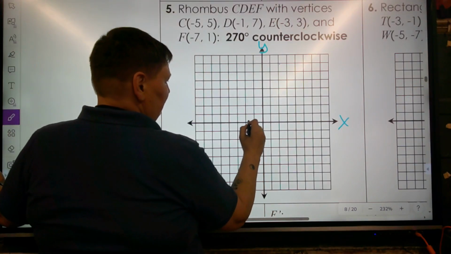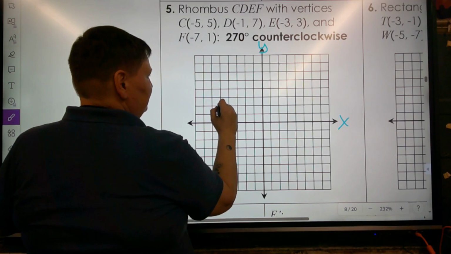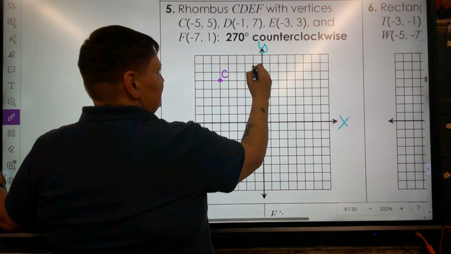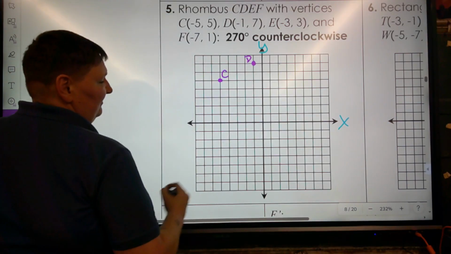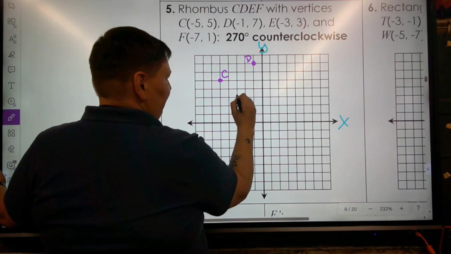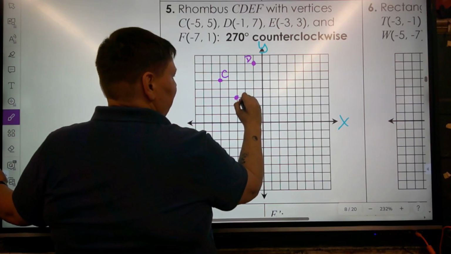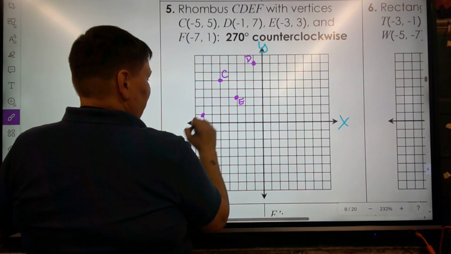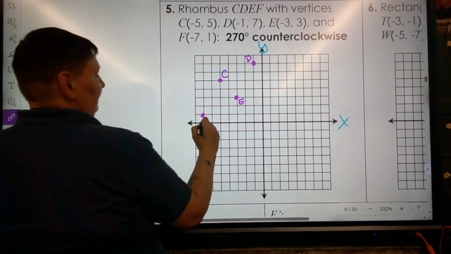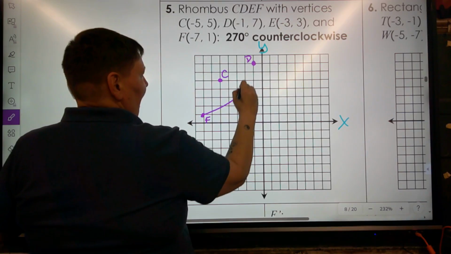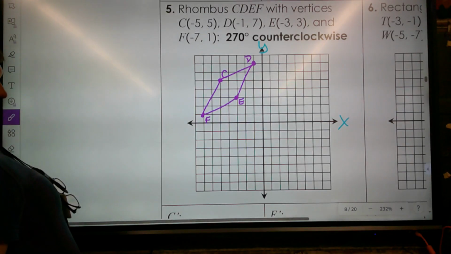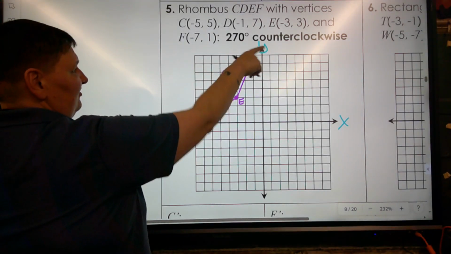C is -5, 5. 1, 2, 3, 4, 5. Left 5. 1, 2, 3, 4, 5. Up 5. C. D is -1, 7. E is -3, 3. Left 3, up 3. F is -7, 1. Rhombus. We're going 270 degrees counterclockwise again.